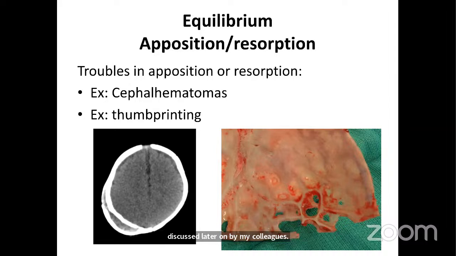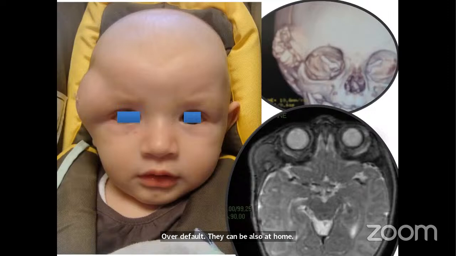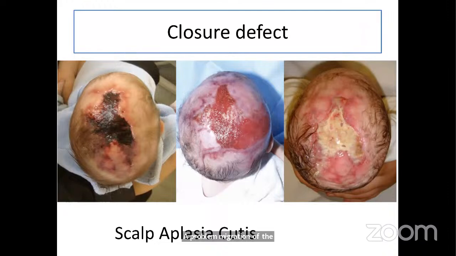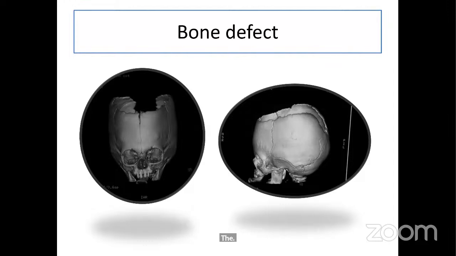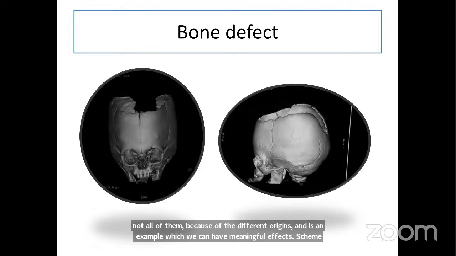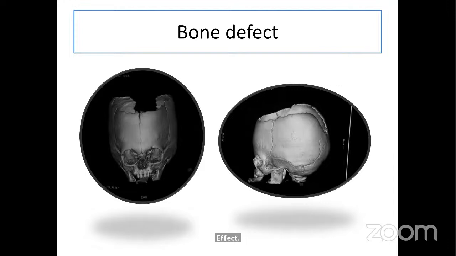You can have problems in this migration or in the closure of the different layers. This is an example of aplasia cutis, in which there is a defect of the scalp over the vault. There can also be a bone defect due to this problem of migration of the cells, and you see that it can specifically involve some areas and not all of them because of the different embryonic origins. This is an example in which we can have meningeal defects, skin defects, bone defects. In the severe case of aplasia, the brain is completely exposed at birth.